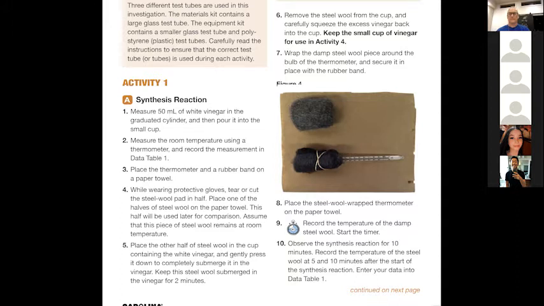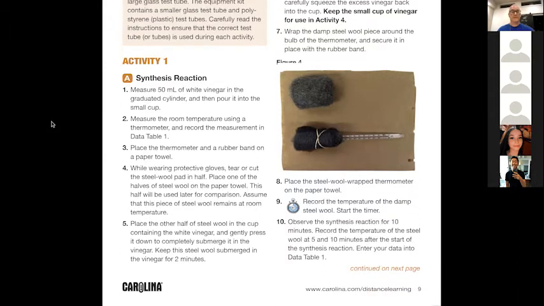What's going to happen to the temperature if it's an exothermic reaction? It's going to increase, right. Temperature is going to go up because that reaction is going to release heat. But if it's an endothermic reaction, it's going to suck up heat from the surroundings, and the temperature on the thermometer is going to go down. So we'll see what happens with that one.